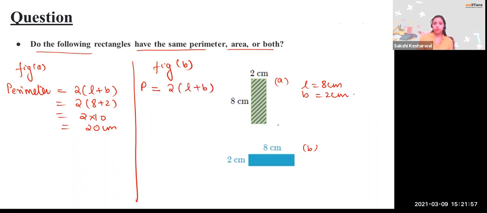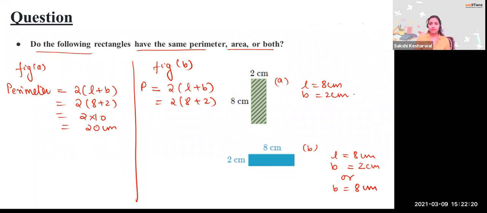And if you talk about the perimeter, I'm writing P as perimeter, 2 times of L plus B. So what is the L over here? The L is again 8 centimeter, and the breadth is again 2 centimeter. You see both the figures are the same. It's just that one is horizontal, the other is vertical. So it will be 2 times of what? 8 plus 2. Or you can take this breadth as 8 centimeter. Choice is yours.